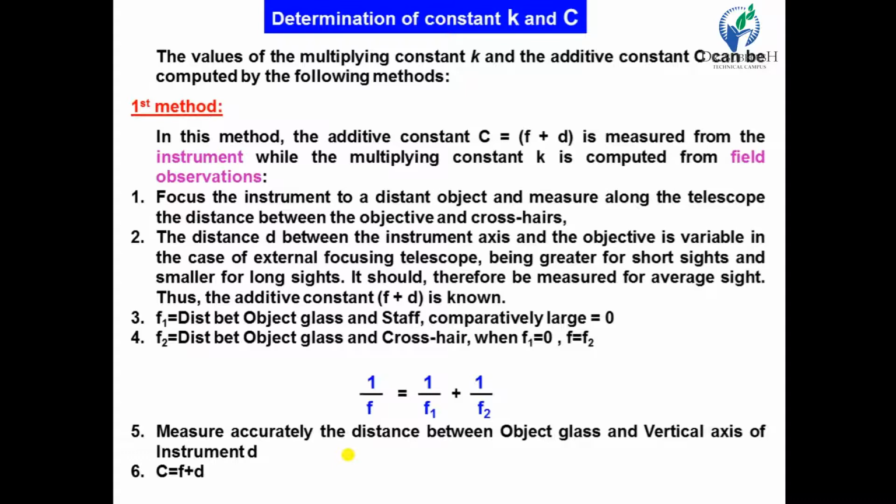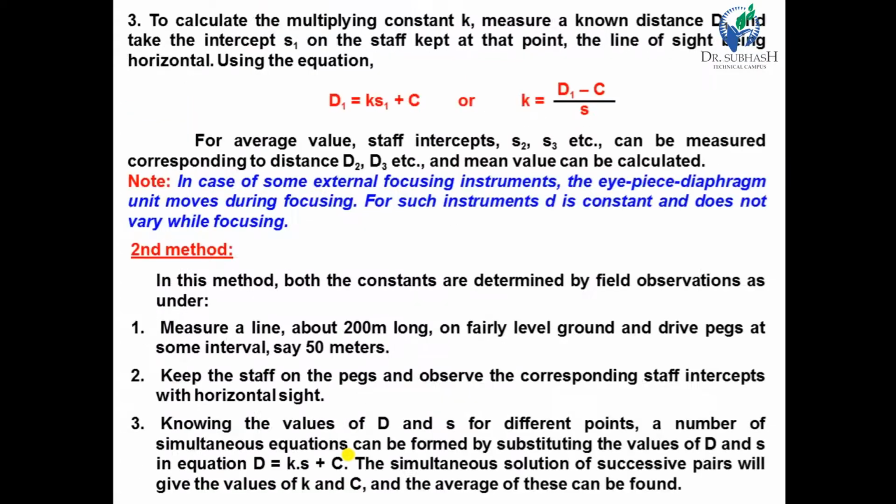F1 is the distance between the object glass and the staff, which is comparatively large, and F2 is the distance between the objective glass and the crosshair. When F1 is equal to 0, F is equal to F2. Measure accurately the distance between the object glass and the vertical axis of the instrument. C is equal to F plus D.